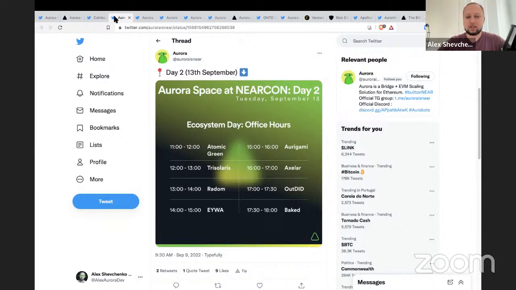This is the schedule for the office hours of the developers from these projects. They are going to be at the Aurora booth and available for everyone. You will be able to speak with them and listen to their alphas. It's just super great that we are able to help these projects present themselves. I'm looking forward to this particular day and this particular activity.